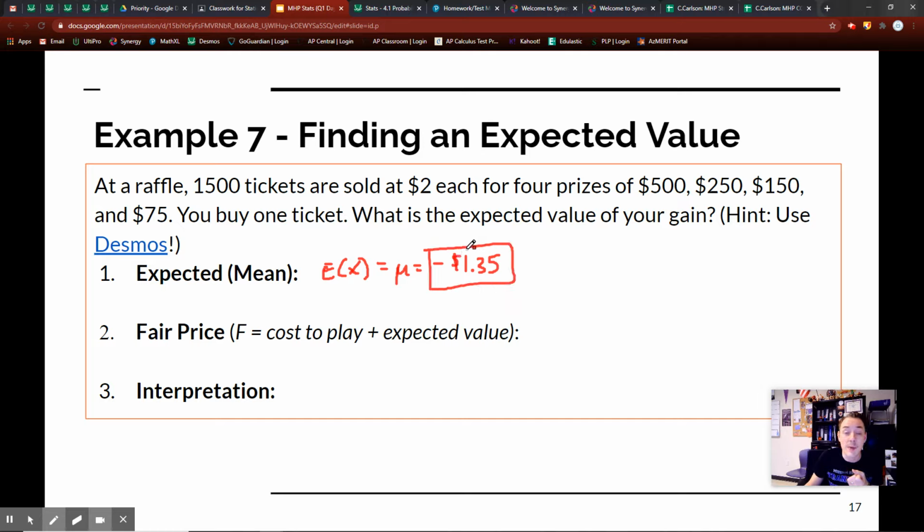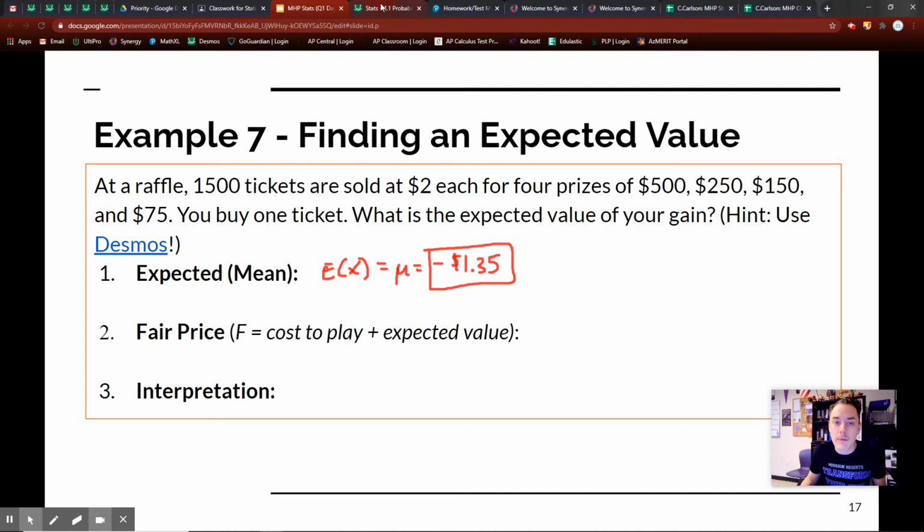What does this mean? This means we're expected to lose on this game $1.35 every single time I pay. That sucks. Okay. Is it even worth it? I don't think so. And because it's not worth it, let's find the fair price. So how do I make it more worth it? That means I'm expected to lose every single time I pay for a raffle ticket. I'm expected to lose $1.35. I don't want to do that.